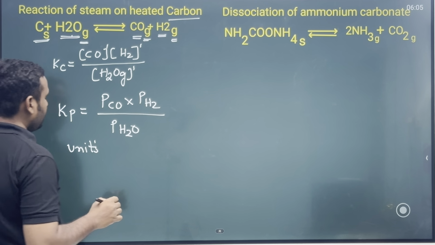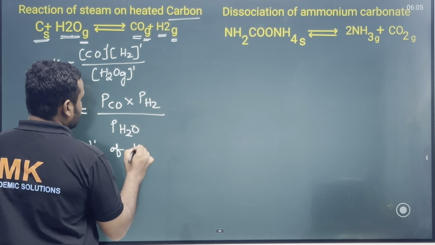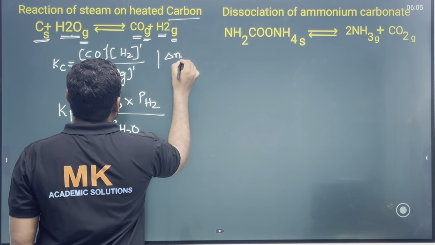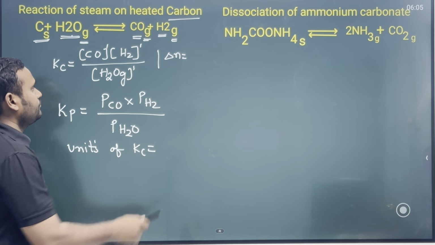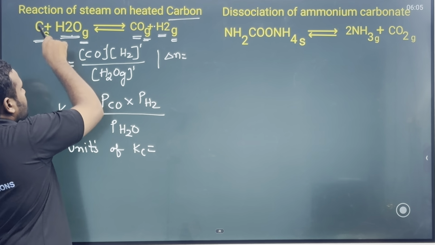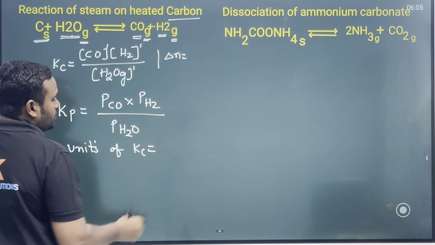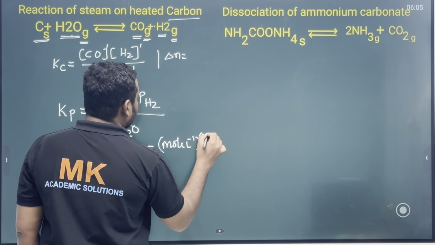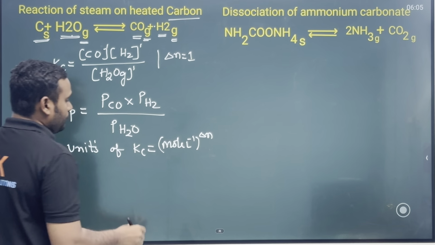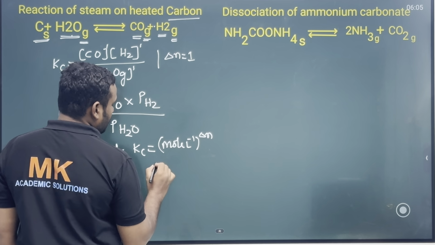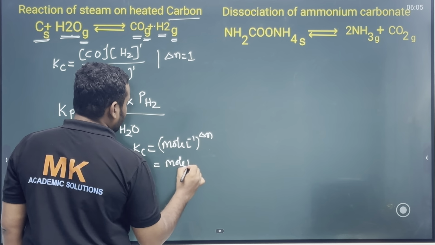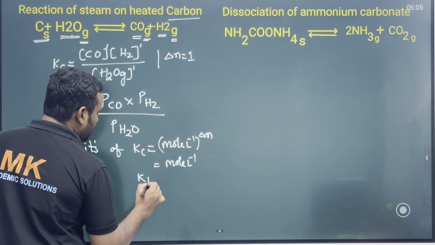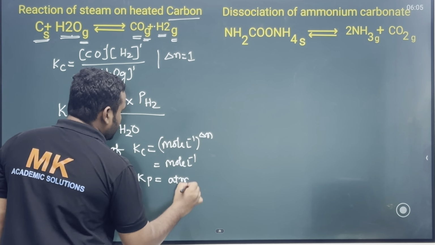Units you will see. What are the units of Kc? So here what is the delta n value? Before seeing the units, first we need to see the delta n value. What is the delta n value? Here you will get 1 plus 1 is 2, 2 minus 1 is 1. So what will Kc units be? Moles per liter to the power delta n. So here delta n is equal to 1. Therefore units are what? Moles per liter. Next, Kp units. So Kp units is simply atmosphere.